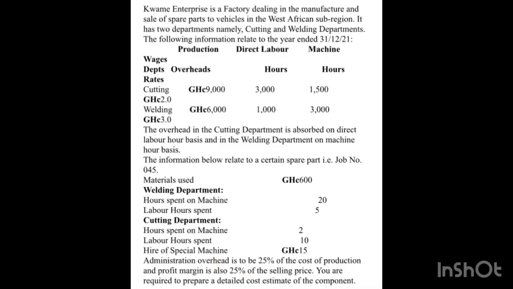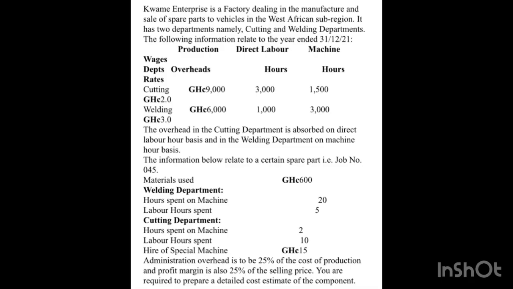Kwame Enterprise is a factory dealing in the manufacture and sale of spare parts for vehicles in the West Africa sub-region. It has two departments, namely the cutting and welding departments. The following information relates to the year ended 31st December 2021.